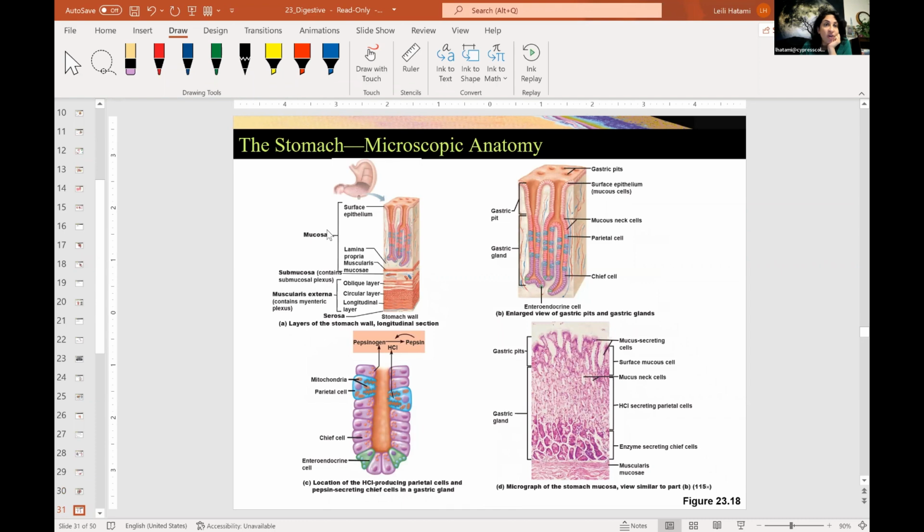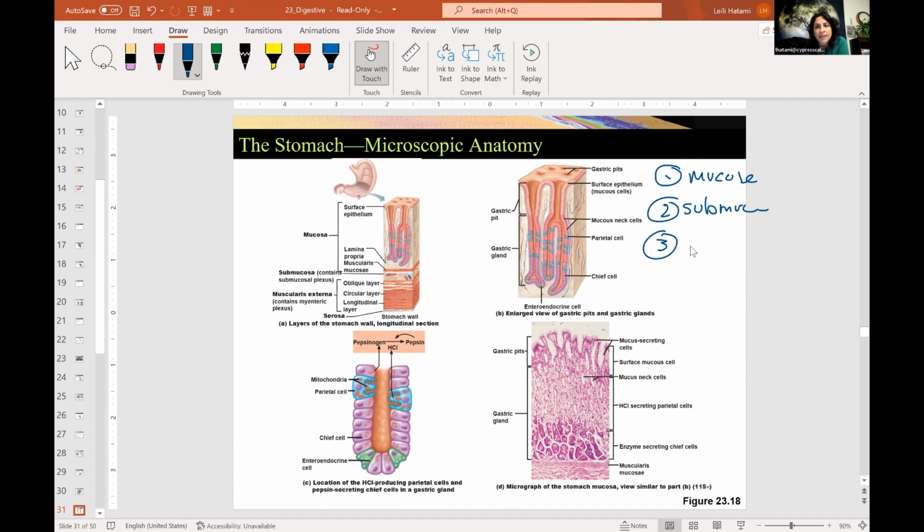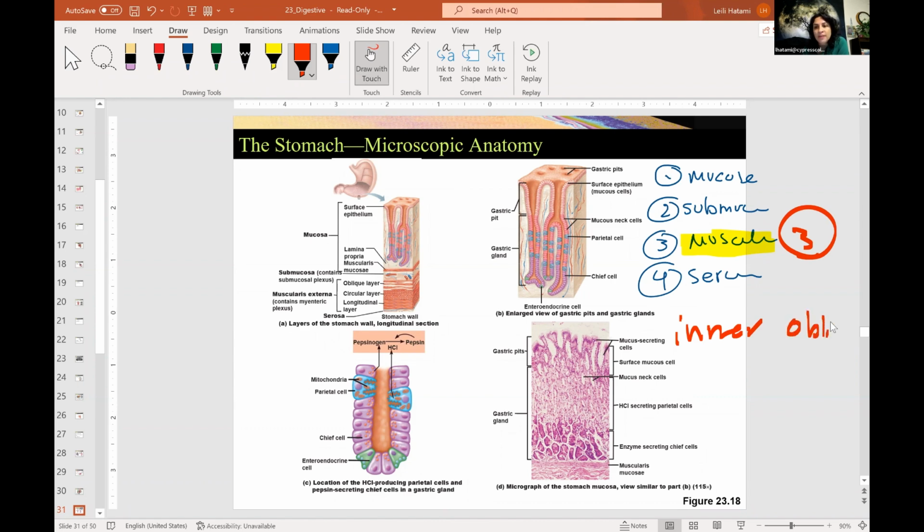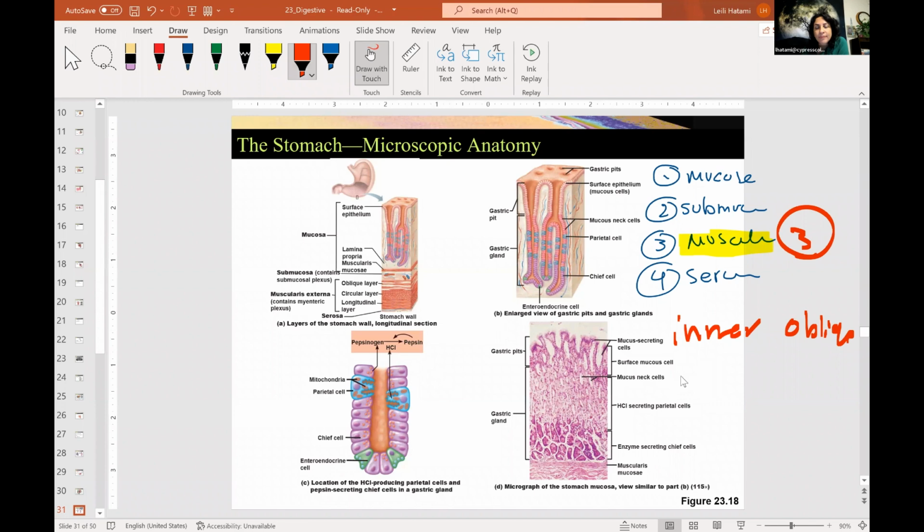In the stomach wall, again, we can define 4 layers: the mucosal layer, the innermost, the submucosal layer, and then the muscularis externa layer, and then the serosal layer. For the muscularis externa layer, please make sure you know there are 3 layers of smooth muscle. We have inner oblique, middle circular, and outer longitudinal.